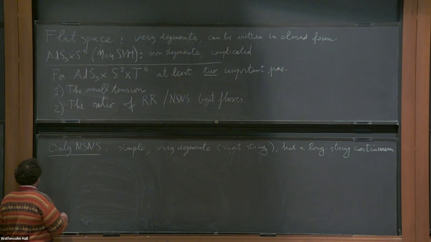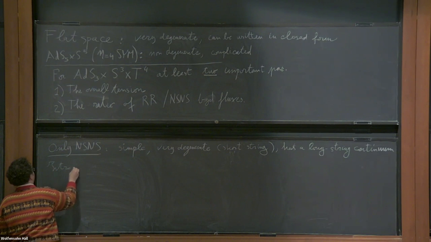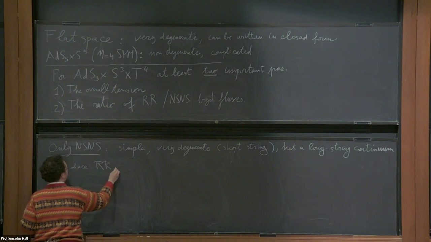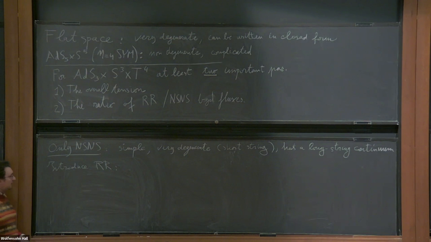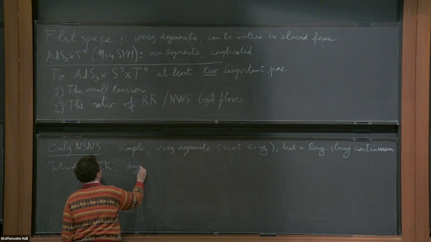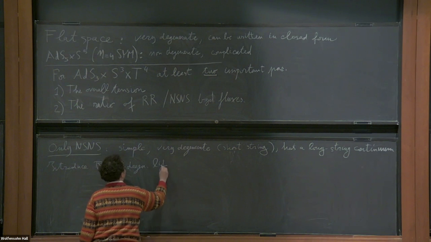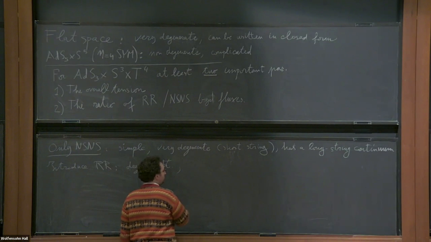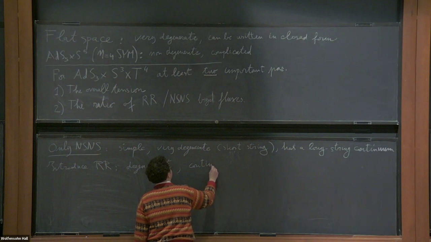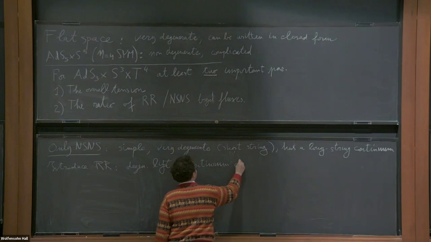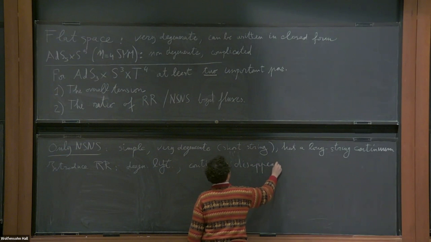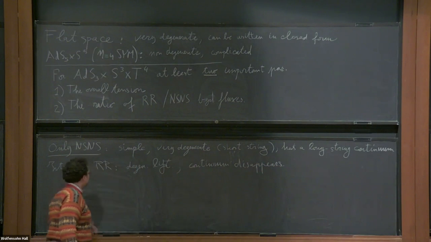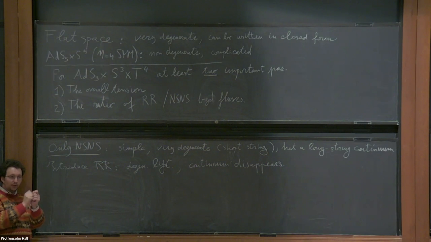Now, introducing Ramond-Ramond flux, what we expect is that the degeneracy lifts immediately, even if we do just a small perturbation, and the continuum disappears. And other than the fact that in principle you can obtain these mixed flux backgrounds by starting from the Wess-Zumino-Witten model and perturbing it in some way, or starting from the dual theory and perturbing that in some way, not much is known.